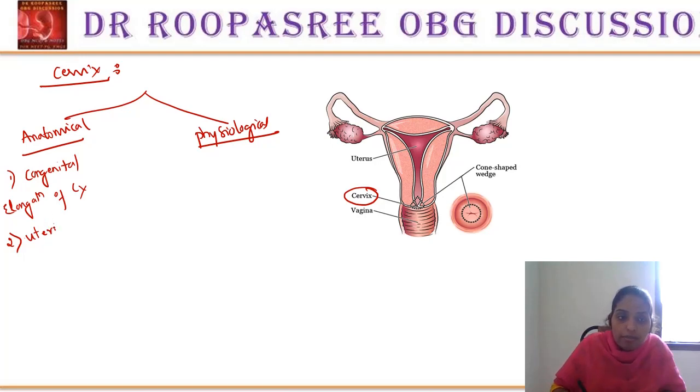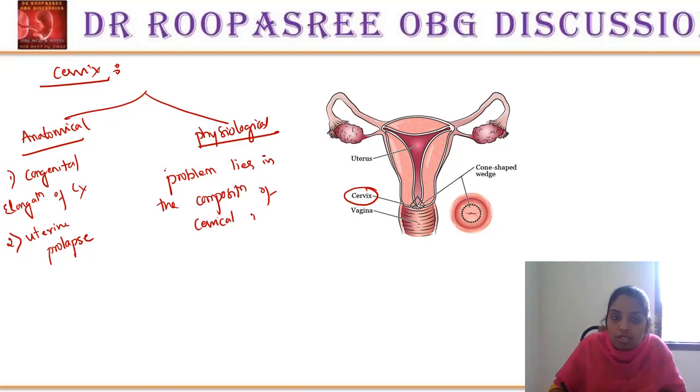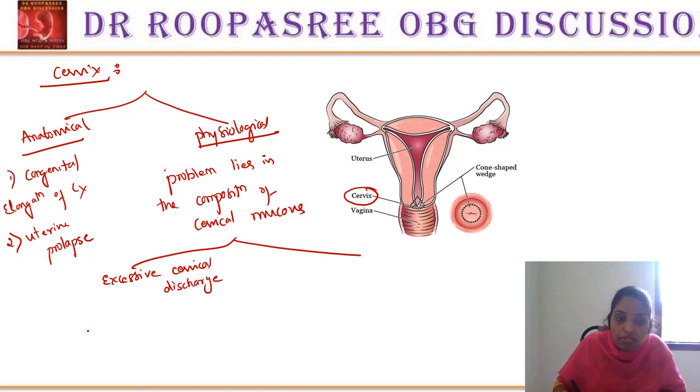So uterine prolapse. Okay. Next, in case of physiological, the problem lies in the composition of cervical mucus. See, what happens is there may be excessive cervical discharge in case of infections leading to cervicitis. Okay, so excessive cervical discharge may be there, and sometimes what happens is scanty discharge.